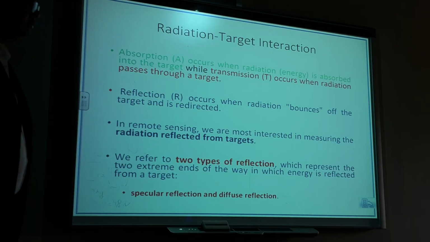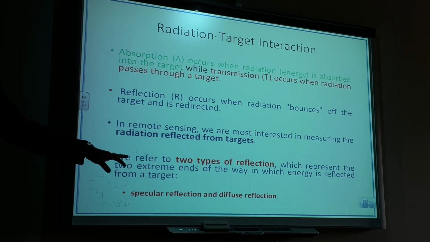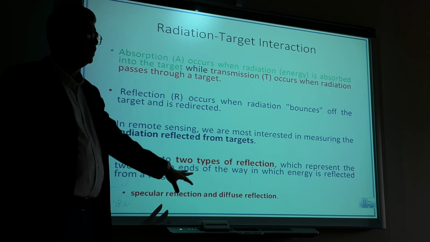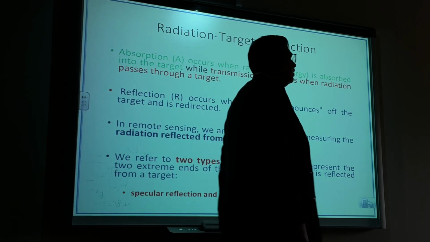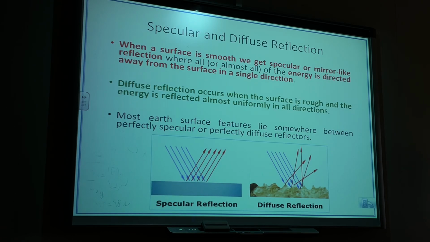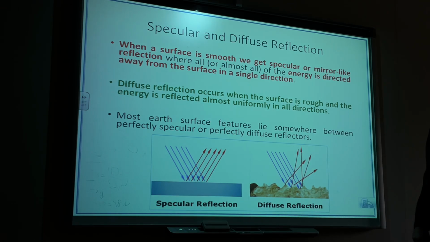Now, the reflection which takes place from the Earth's surface can be of two types. One is called specular reflection and the other is called diffuse reflection. Now, what is the difference between specular reflection and diffuse reflection? This is an example of specular reflection. This is an example of diffuse reflection. Do you see any difference between the two?